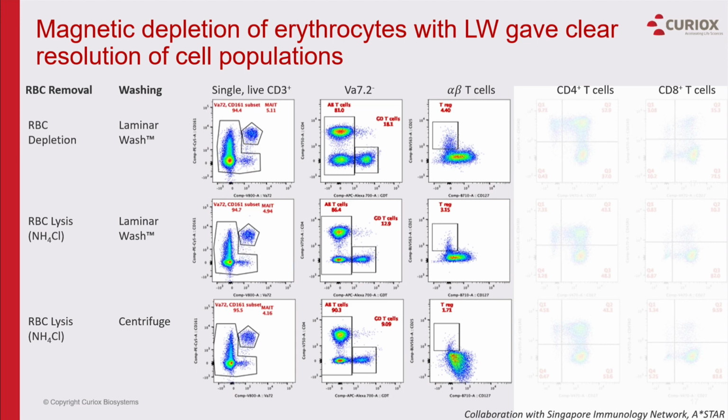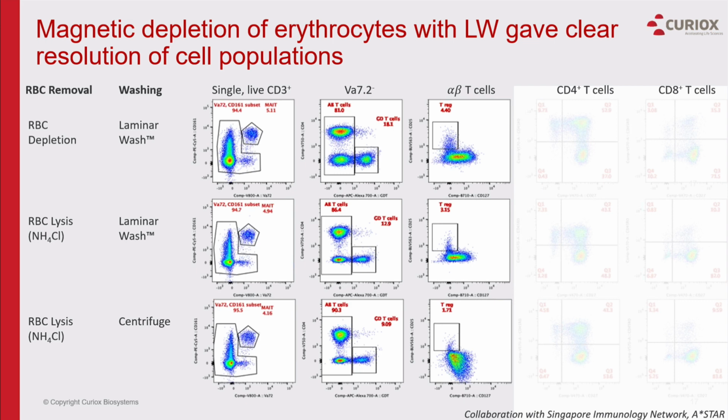So here in this particular study, we took 100 microliters of blood. We stained it up with a 16-color immunophenotyping panel that was focused more on T cells. And we compared the Laminar Wash to centrifugation and magnetic bead depletion to ammonium chloride lyse. And what I'm showing here on this top row is RBC depletion using the magnetic beads with Laminar Wash. The middle panel is using traditional ammonium chloride lyse and then using Laminar Wash.